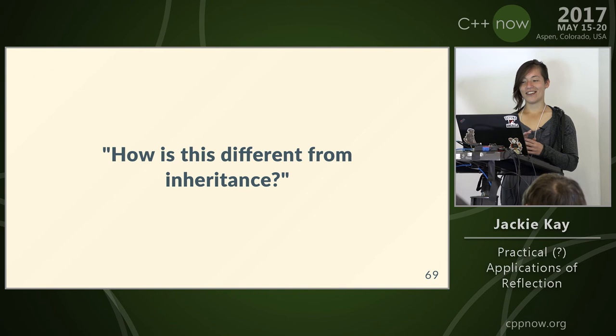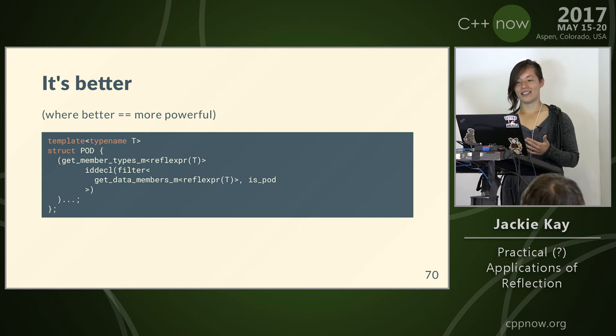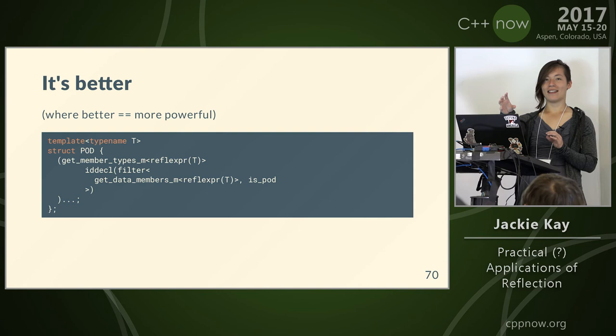You know, how is this any different? It feels like it's actually worse than inheritance because I haven't recorded that there's a relationship between these structs. Well, I actually think this is cooler than inheritance because you could filter on a predicate about those data members. And rather than inheriting from something, you could have a more expressive relationship between them. So for example, you could say, I want to get all of the pod members of T for some reason. Maybe that defines that this is serializable, or that I can do a safe operation with these.